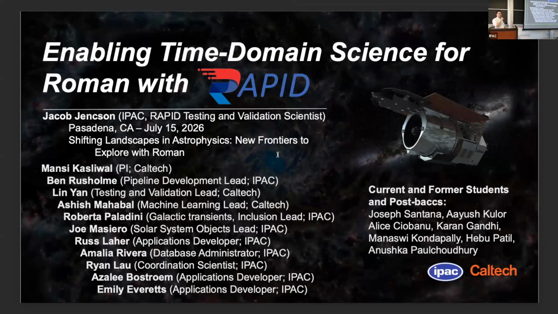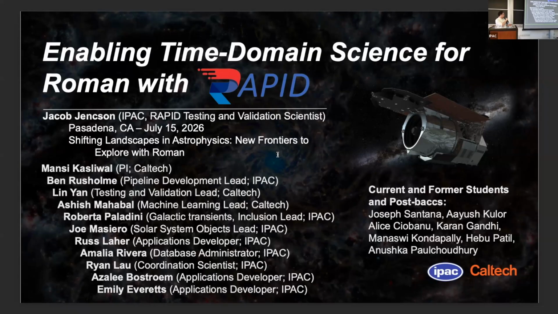I'm a staff scientist at IPAC here at Caltech, and I'm a member of the RAPID PIT, which is a project infrastructure team for Roman, who's working hard to try to enable a lot of exciting time domain science for the mission. And so this is a list of our team here. We're entirely located here between the astronomy department in Caltech and IPAC. And we've also had a lot of great contributions from former and current undergraduate students and postdocs as well, so I want to highlight their work too.